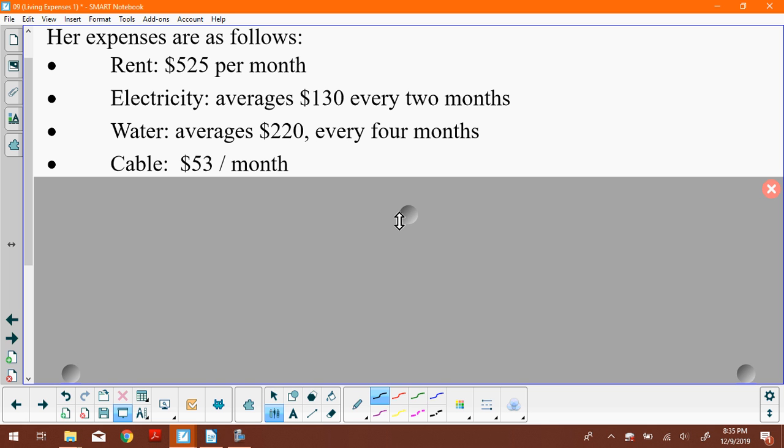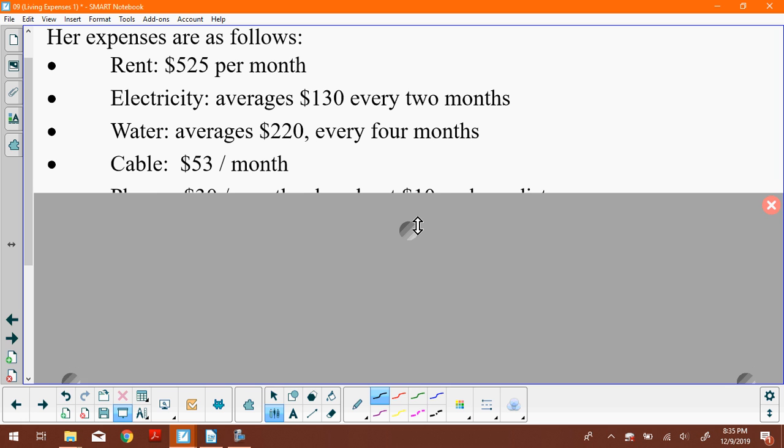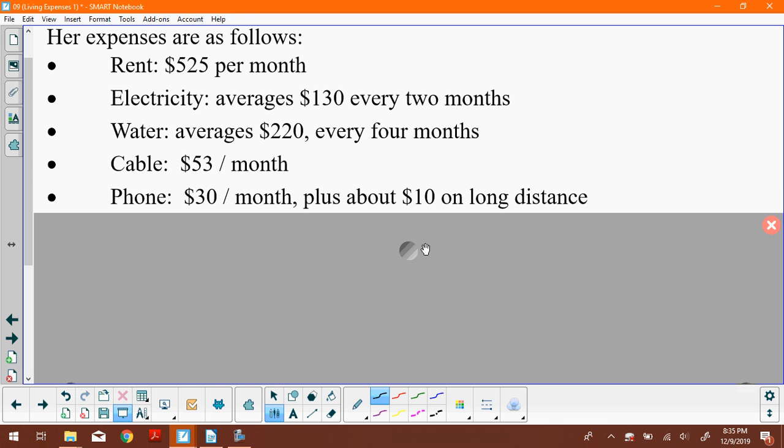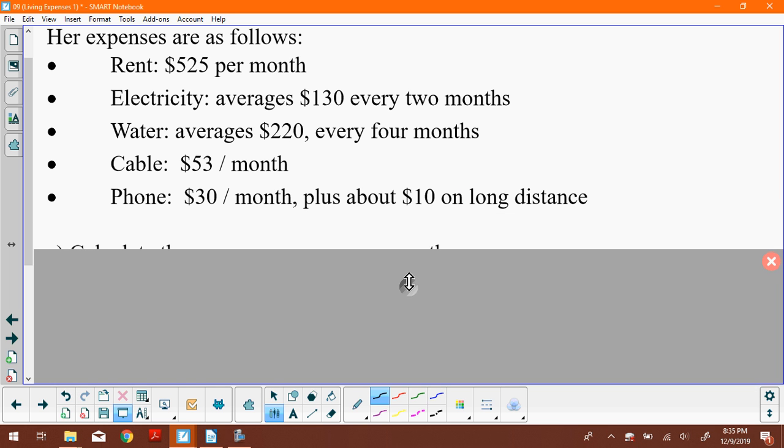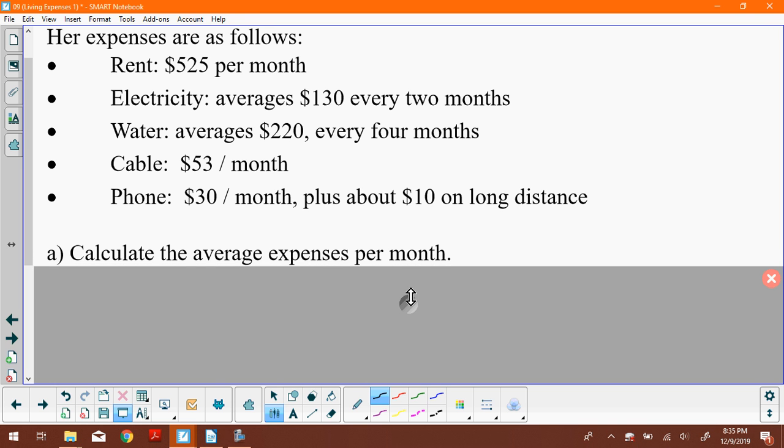For a fairly basic cable bill, that's $53 a month, including tax. Basic phone is $30 a month, plus about $10 on long distance charges, like calling home and saying hi. And that's our basics. So we're going to calculate what her average expenses are per month, which is pretty straightforward, right? Most of these are already per month. There's just a couple that aren't, so we need to make that adjustment.